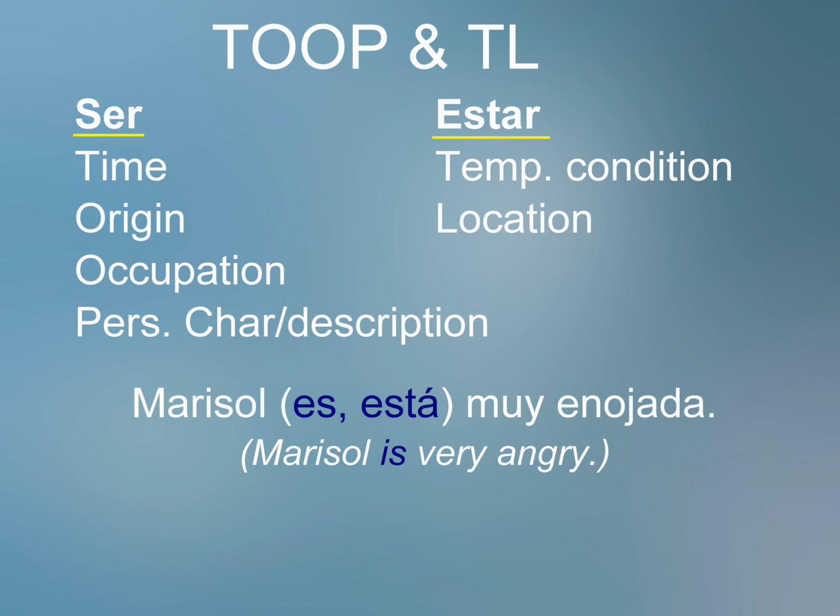TOOP, T-O-O and P, do not apply here because it isn't an expression of time, origin, occupation, nor personal characteristic. She's not an angry sort of person, generally. The T in TL refers to a temporary condition. That one applies because for some reason she is quite angry at the moment, but not her entire life. Therefore, the verb to use is estar.